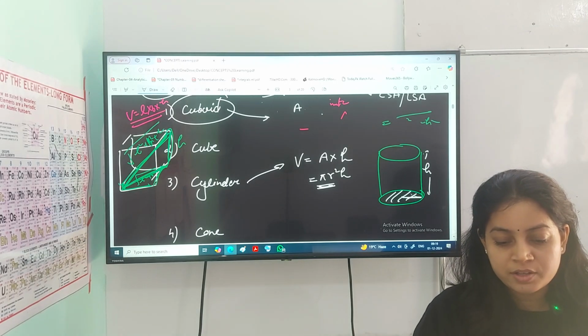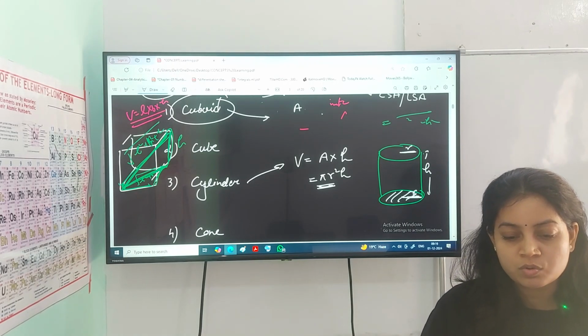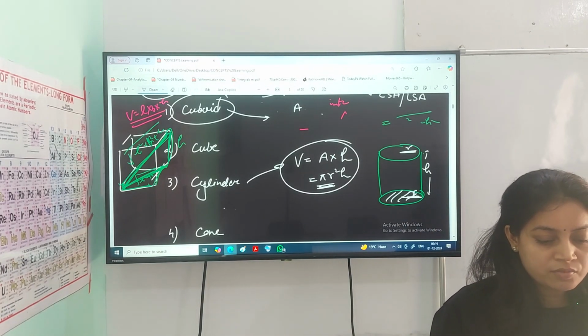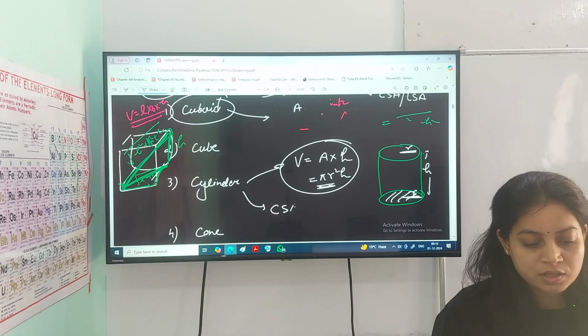Where r is the radius of this base, and definitely this is going to be the same, right? So this is the volume of the cylinder. After that, we have the curved surface area of the cylinder.